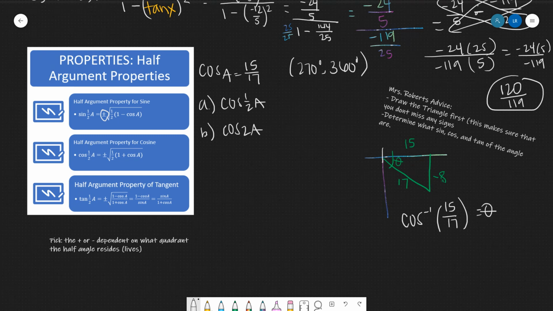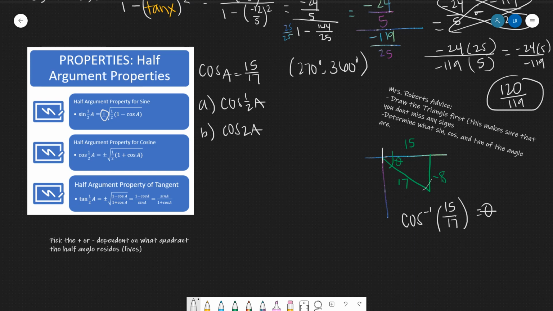Now remember, the inverse cosine is always going to give you the angle in this quadrant here. So you would need to figure out, how do I find the angle that's in this quadrant here? So using reflection, we would take the angle we get here, and to reflect it over this line, you would do 360 minus that angle.